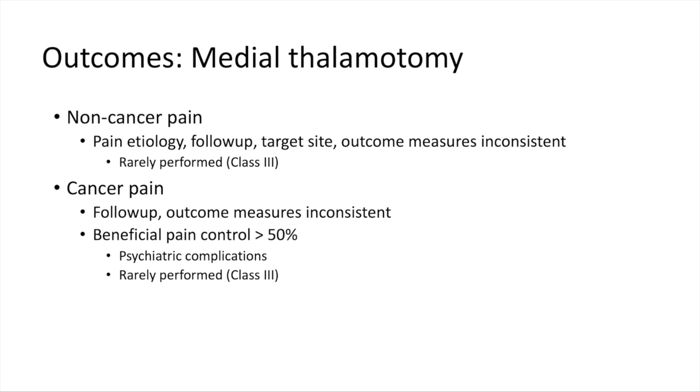16 papers on thalamotomy in cancer pain were found. All were case series with variable outcome measures and follow-up. Most reported lasting benefits in more than 50% of patients. In some instances, bilateral pain relief was obtained with unilateral thalamotomy. Effects tended to fade with time and were often accompanied by persistent psychiatric complications. Medial thalamotomy is rarely performed.